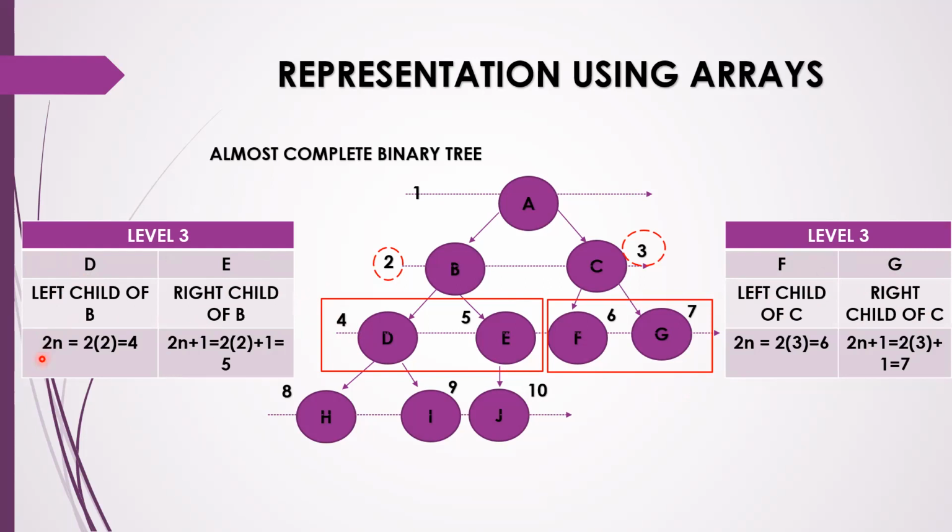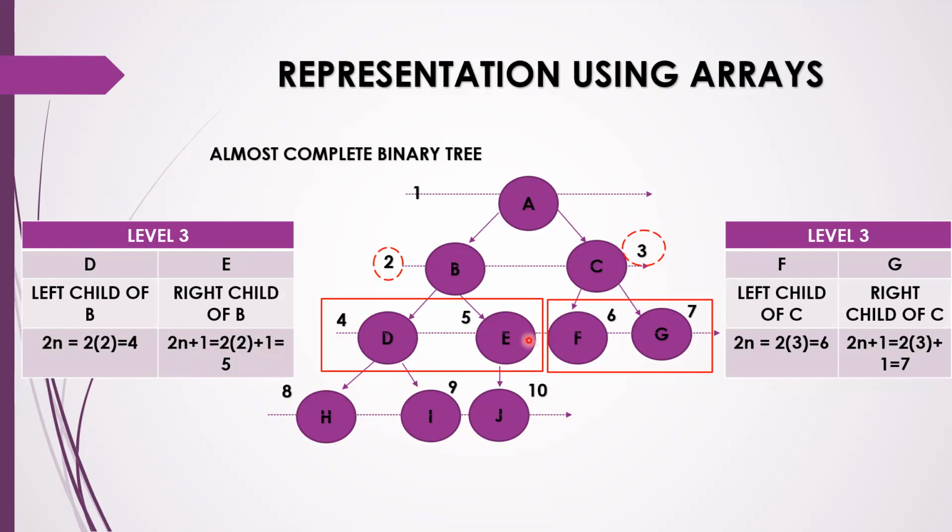So for D, 2n is equal to 2 into 2, which is 4. N is substituted by the value 2 because D's parent is B, and B's n value is 2. And if you go to E, the right child of B, the right child formula is 2n plus 1. So 2 into 2 plus 1 is equal to 5.